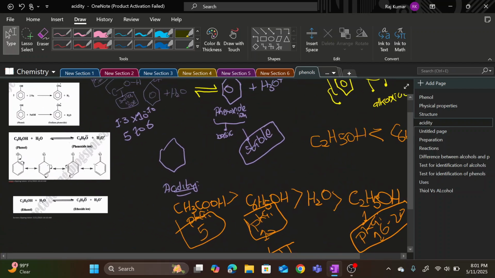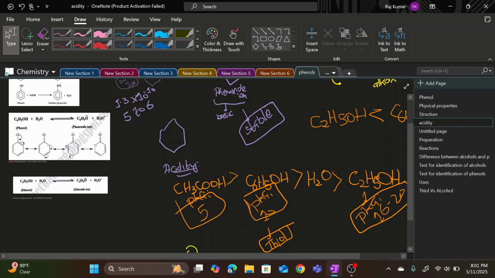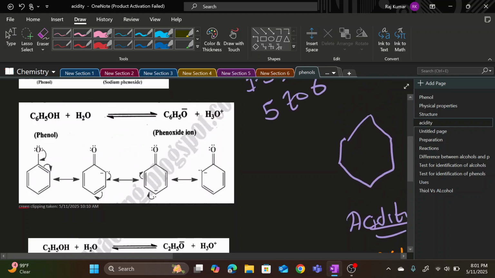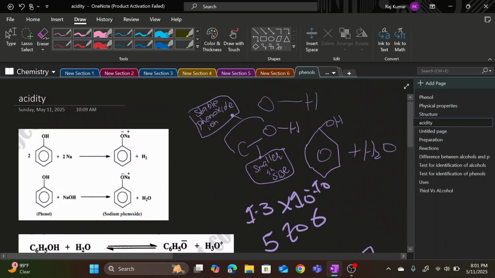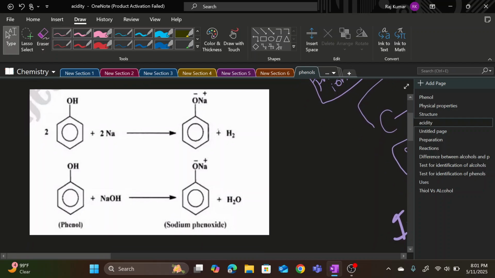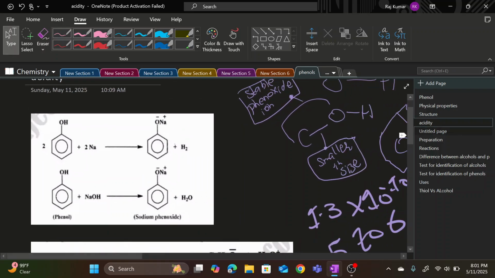All right. So this is all about phenol's acidity. Now let's move on to some reactions. One reaction which we are going to perform over here is the reaction of phenol with sodium. When phenol reacts with sodium, it forms sodium phenoxide and evolves hydrogen gas. And when it reacts with sodium hydroxide, it forms water and sodium phenoxide.